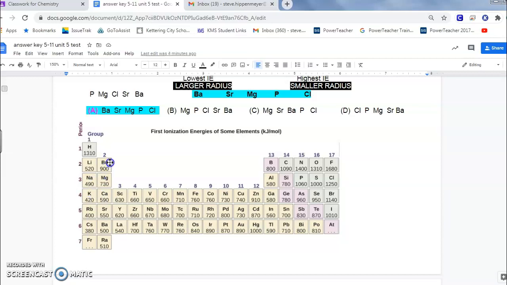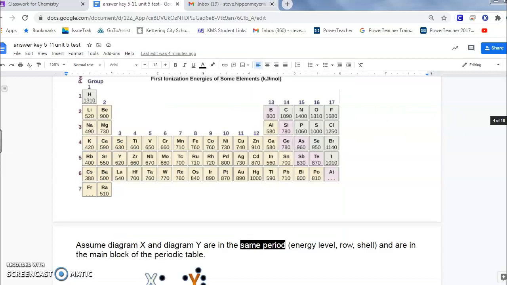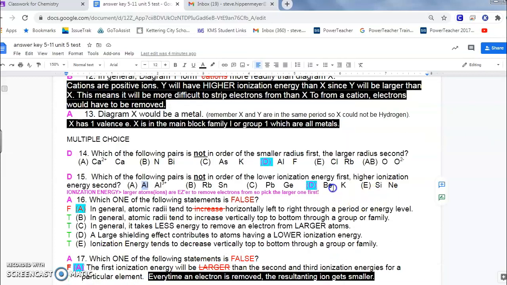Look at beryllium's ionization energy, 900. Potassium, 420. Beryllium takes twice the energy to remove an electron than potassium. Potassium should be first. They have beryllium first. They're not in the right order.